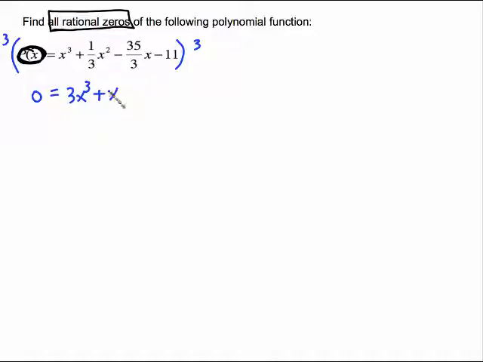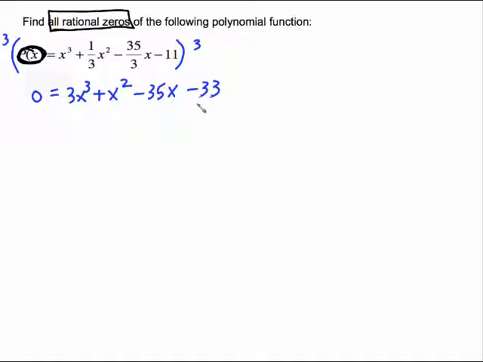I just get x squared. The 3 cancels out here. I'll have 35x. And then 3 times 11 is 33. This polynomial is equivalent to the original polynomial, and I can solve this one. There are no fractions to deal with. So pretend this was the beginning.